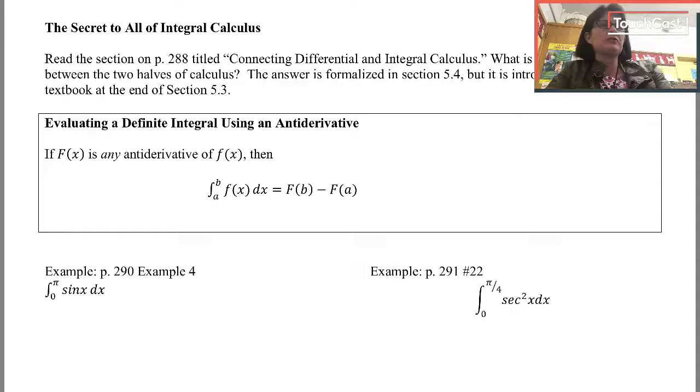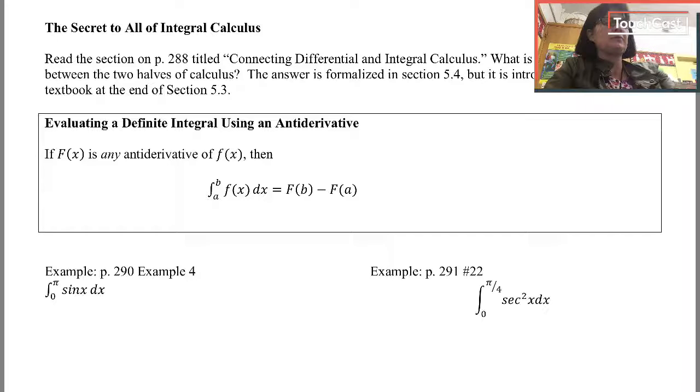Just to finish up your notes for 5.3, this is what we saw in class today. I'm calling this the secret to all of integral calculus: we can evaluate integrals using antiderivatives. So if I want to find the integral from a to b of f of x dx, I can find any antiderivative of little f, and then evaluate it at b, evaluate it at a, subtract the two, and I'm going to have an expression for the area under the curve.